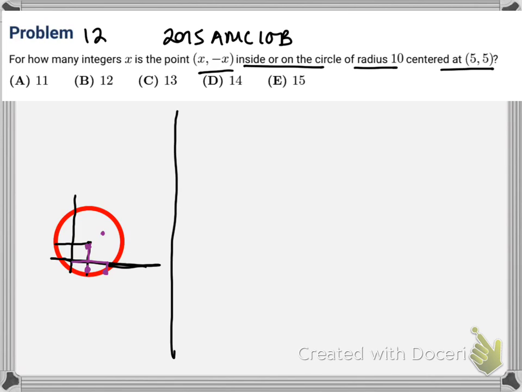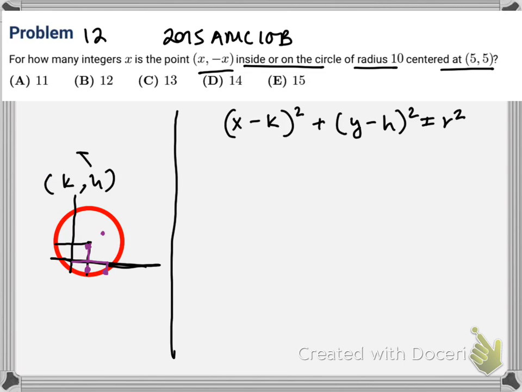check for points. And that's taking a look at the equation of a circle, which is going to be x minus k, the whole squared, plus y minus h, the whole squared, equals r squared. And this equation is for a circle, especially one that's not centered at the origin. Now, this is given a center k, h, which I know is going to actually be 5, 5. And I know that my y over here is really going to be negative x, because remember, I have that coordinate from earlier.